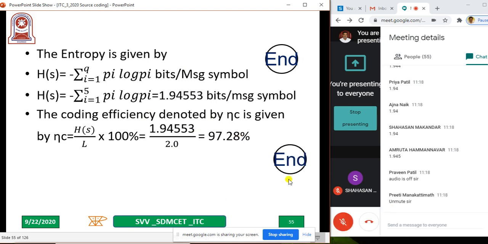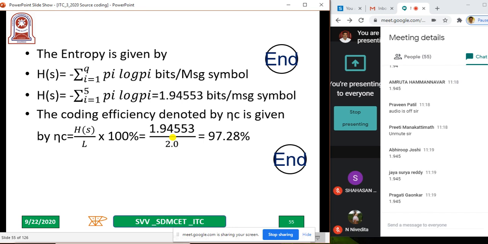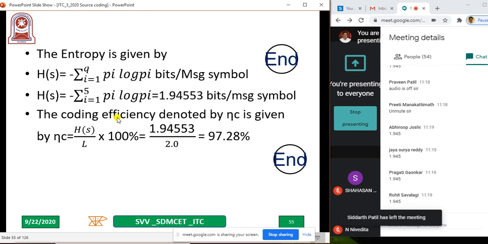So now, find out the coding efficiency, fill the values. Thank you, Preeti. Praveen, thank you. Every time it is disconnecting, today it has disconnected the most. Okay, we are connected again. So let us go to the next. Correct, 1.94, Rohit. I'll go to the next.